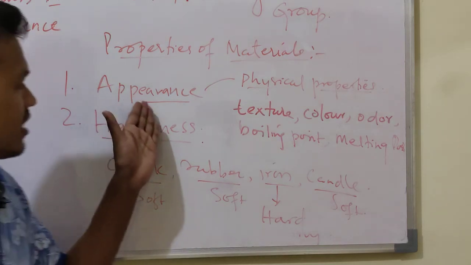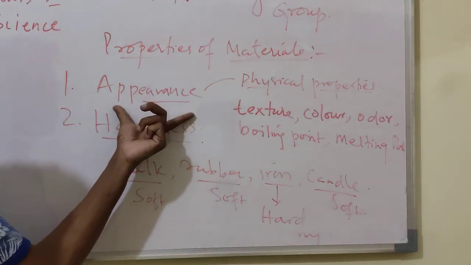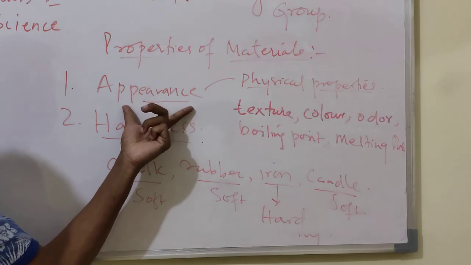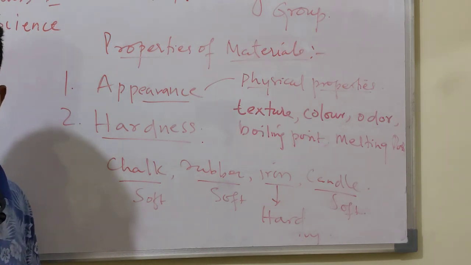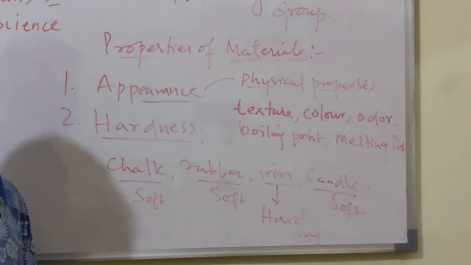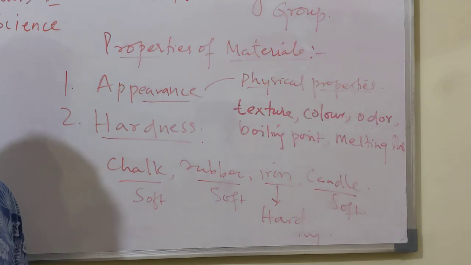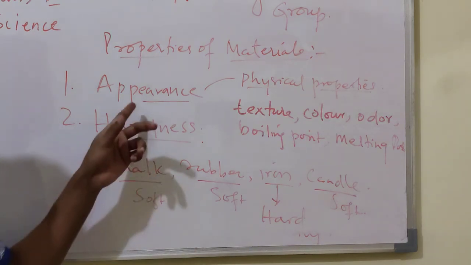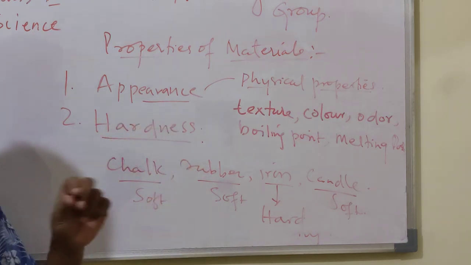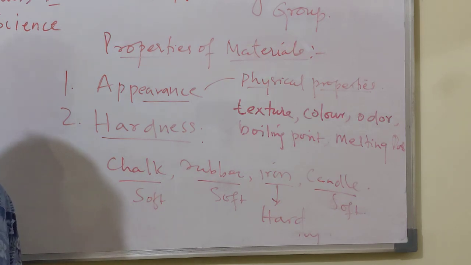So this is appearance, the first property of a material. By looking at the material, we can see whether it is shiny or lustrous. By cutting a piece of material into two pieces, the freshly cut surface exposed to the environment will show a shiny, lustrous property. Mostly examples are gold, silver and platinum, which show the lustrous property.